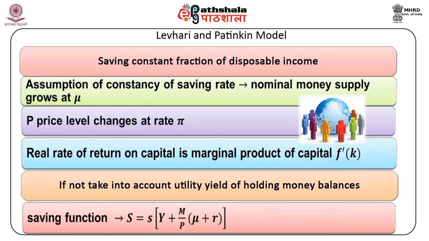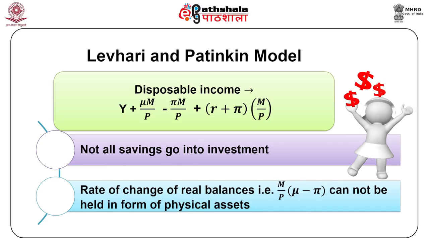If we do not take into account the utility yield of holding money balances, then the saving function is S = s[Y + (M/P)(mu + R)]. Disposable income is obtained from the output Y plus the real value of government transfer payments, that is mu times M/P, less the loss in real value of existing cash balances due to inflation, that is pi times M/P, plus the opportunity cost of holding money, which is (R + pi) times M/P.